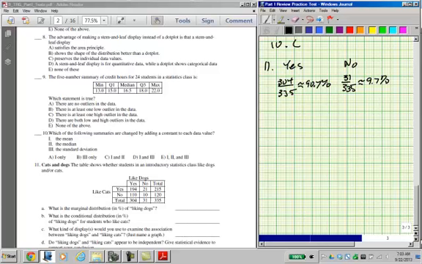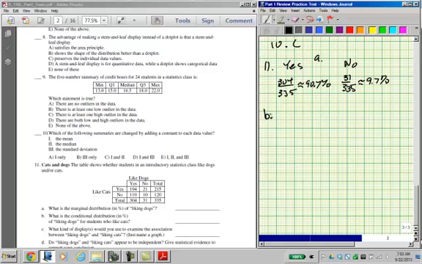Now, if you're going to do liking cats, you would do 215 over 335 are yes, and 120 over 335 are no. Okay, and you would express them as percents. That's A. B.